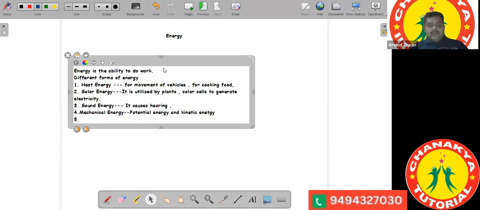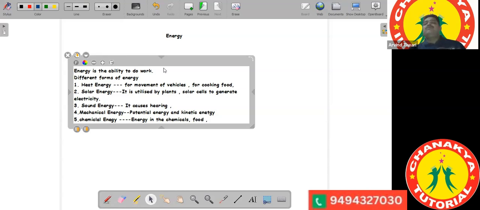Then we also have chemical energy. The energy which is stored in the form of chemicals, in the form of bonds between them. So chemical energy is the energy possessed by the chemicals in their bonds. And where do we see this? Why do we eat food, or how is food able to provide us energy?